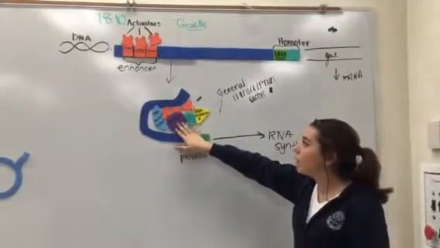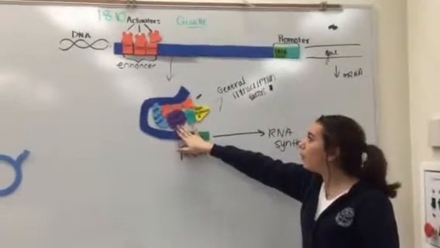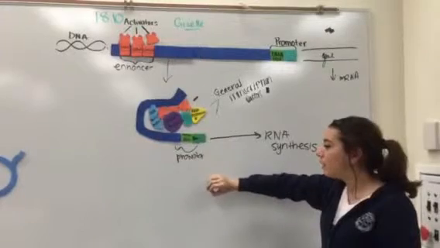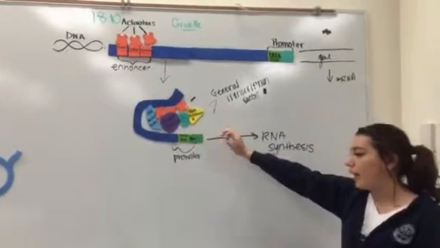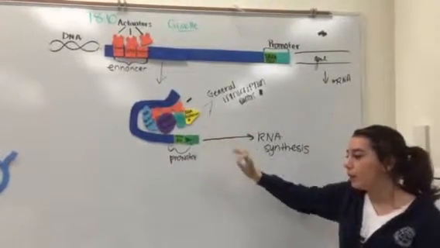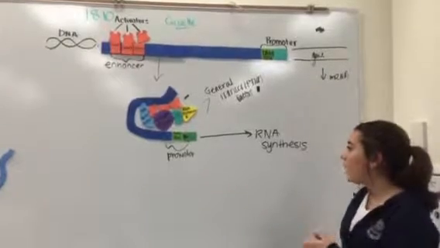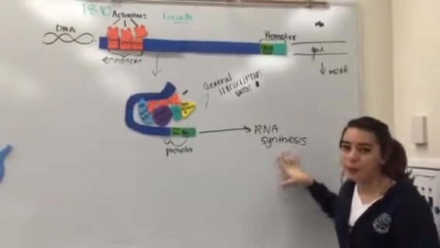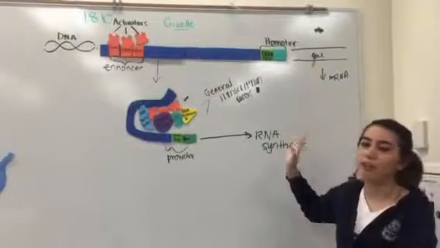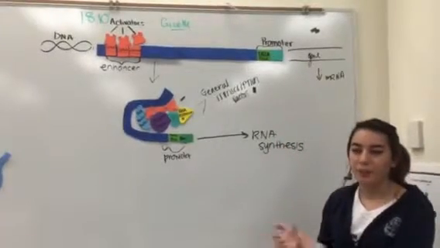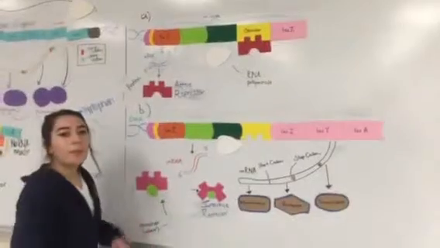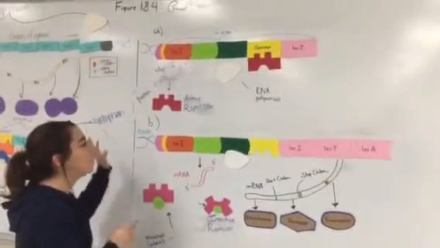So the activators will bind to mediator proteins and general transcription factors, which will create an active transcription initiation complex on the promoter and produce RNA synthesis, which is really important because without this process, very little RNA would be produced.